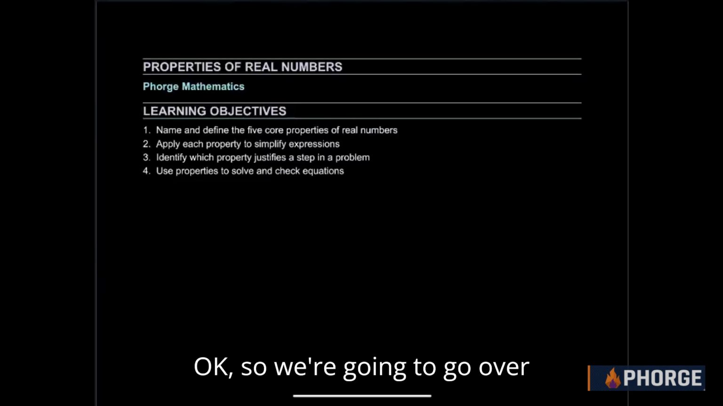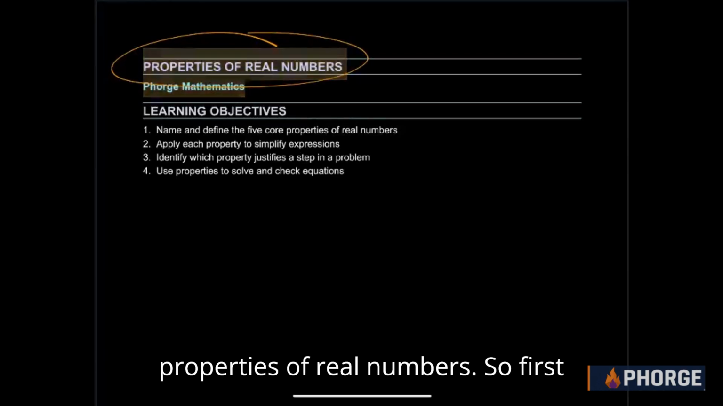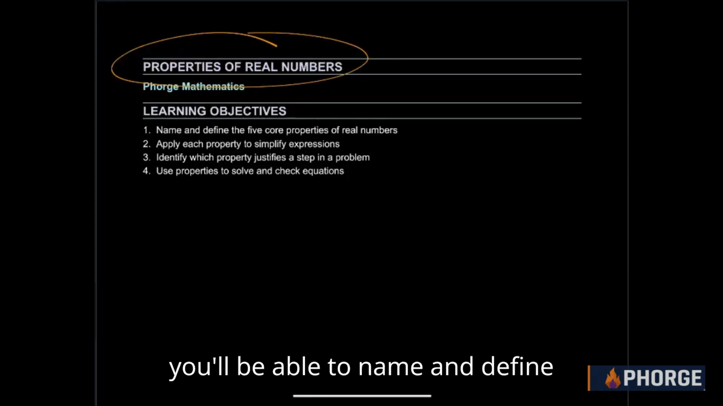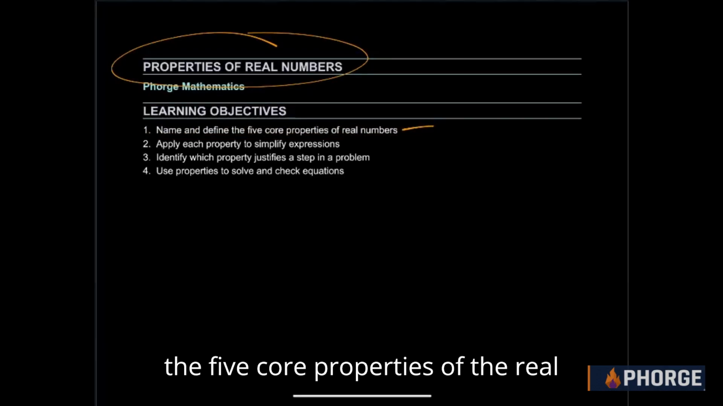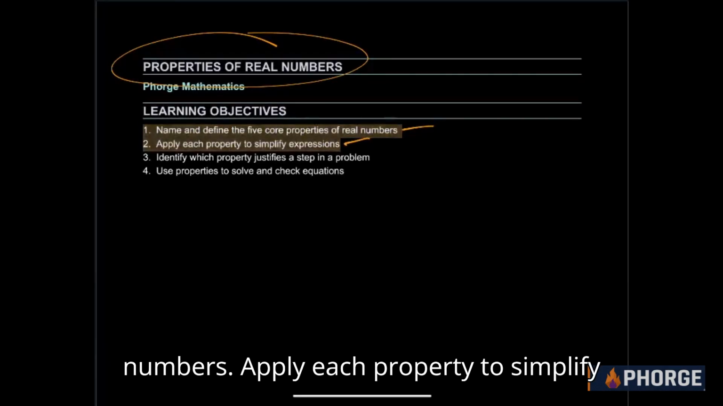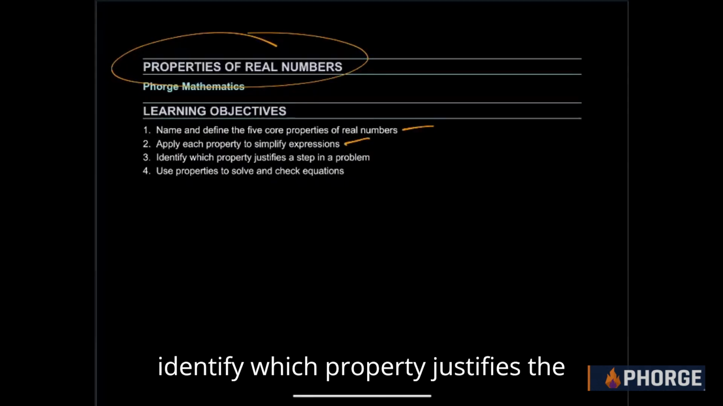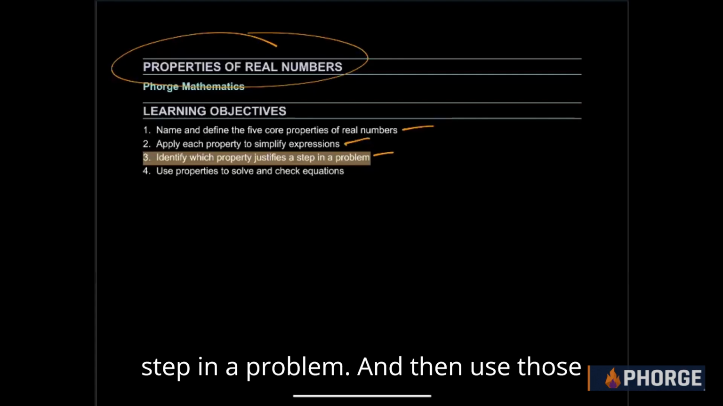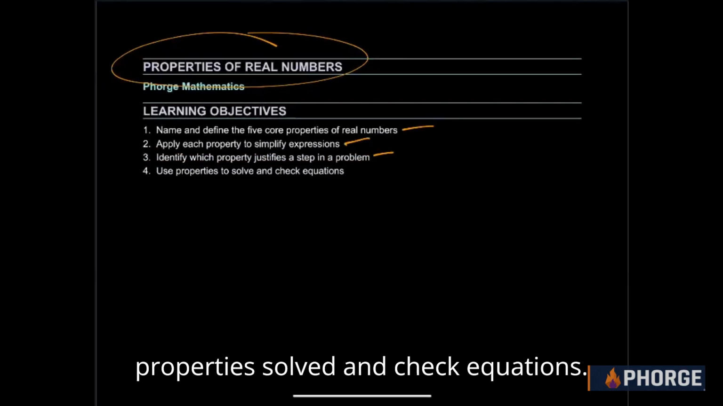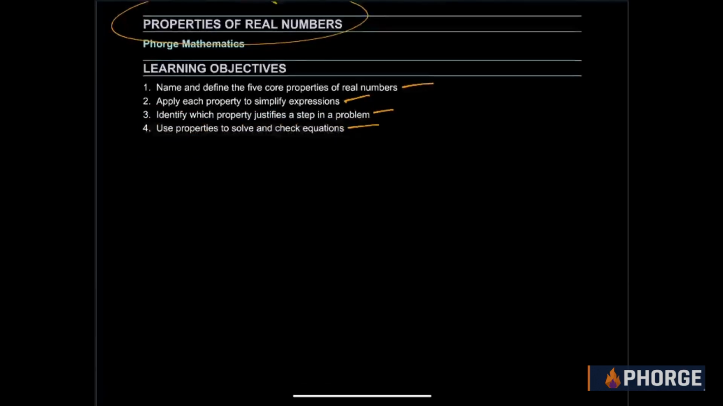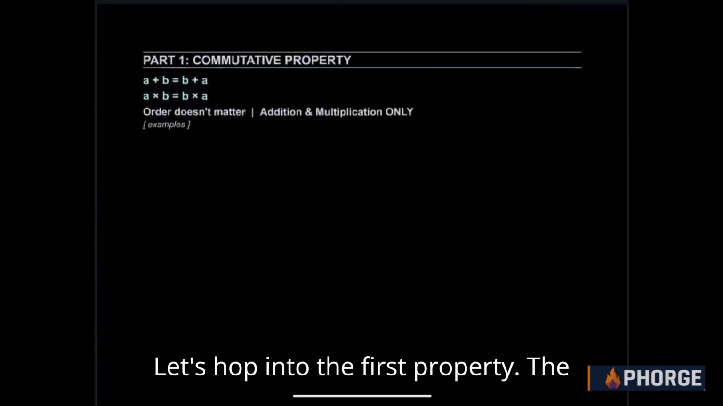Okay, so we're going to go over the learning objectives for the properties of real numbers. First, you'll be able to name and define the 5 core properties of the real numbers, apply each property to simplify expressions, identify which property justifies a step in a problem, and then use those properties to solve and check equations. Let's hop into the first property.